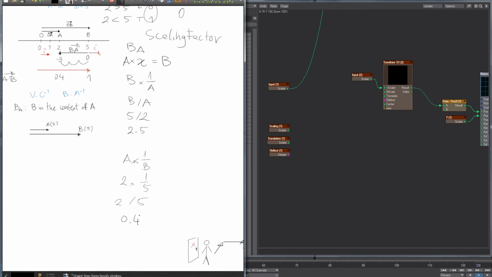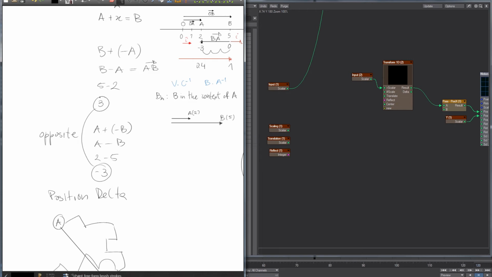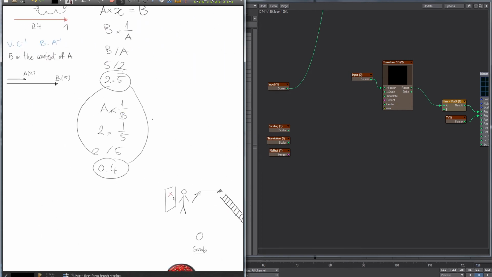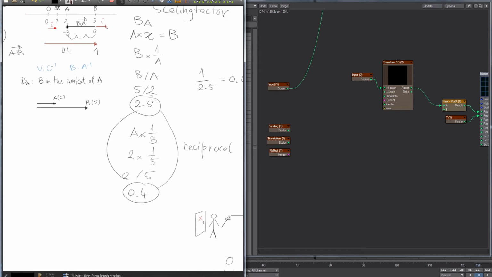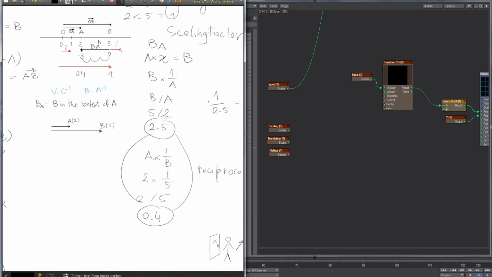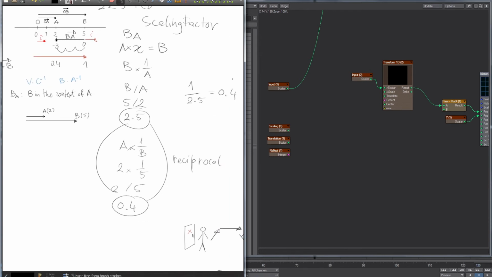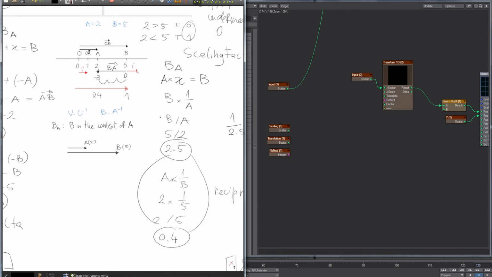And if you'll notice, these two are also the inverse of each other. So in this case, they were the additive inverse. In this case, they are the multiplicative inverse, or reciprocal. Meaning, if I do, let's say, 1 over 2.5, I'm going to get 0.4. So if I have the relationship between one or the other, I can go the inverse way around by just inverting the value. All right, so let's look at an example of this in Lightwave.